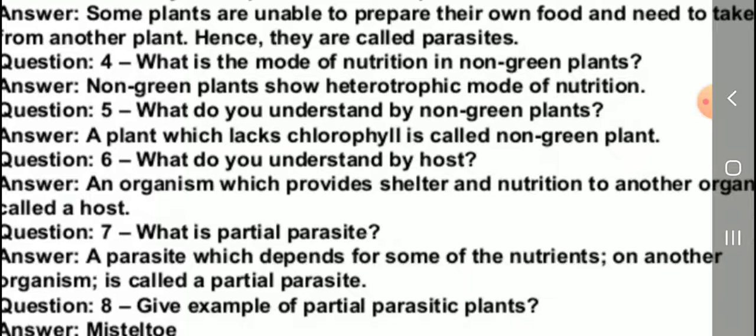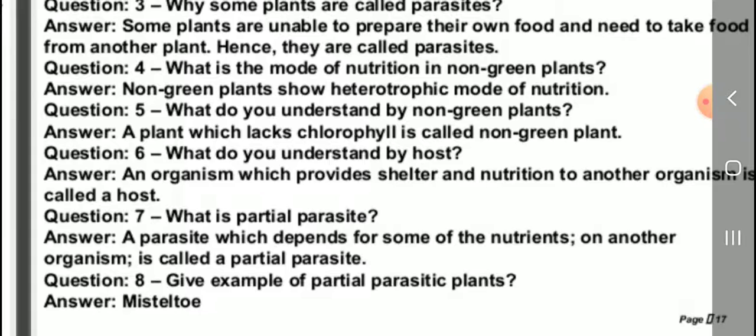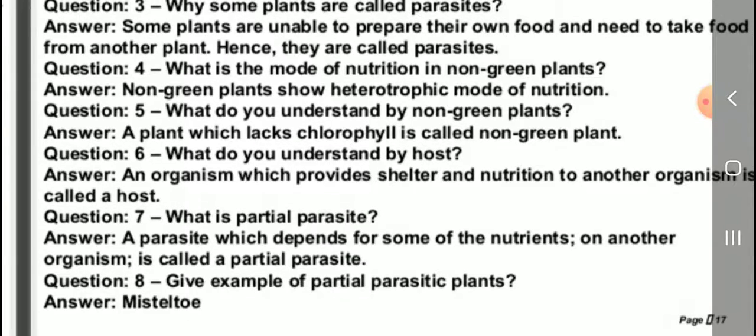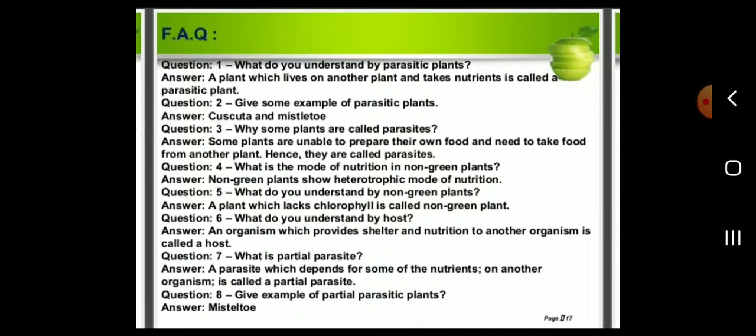Okay, next, what is a partial parasite? A parasite which depends for only some of its nutrients on another organism is called a partial parasite. Next, give an example of a partial parasite plant. Mistletoe is also a partial parasitic plant.